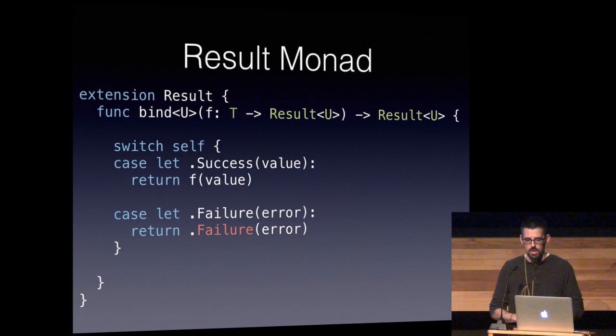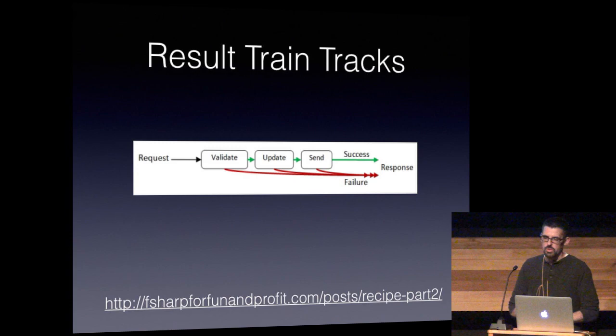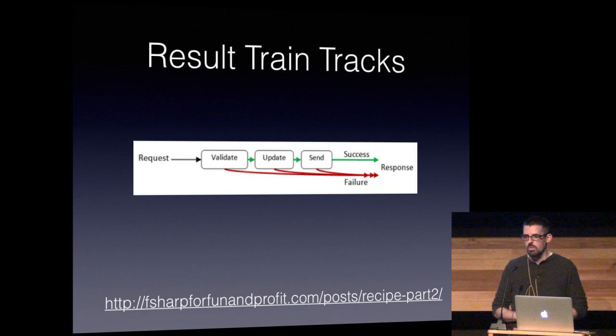So what this ends up doing is you have this sort of train track behavior where if you have several calls in succession, each of which might fail in a different way, using bind and map, you can code the happy path. And if any one of them fails, it just short circuits. None of the rest of them get called. You just chain the failures through.